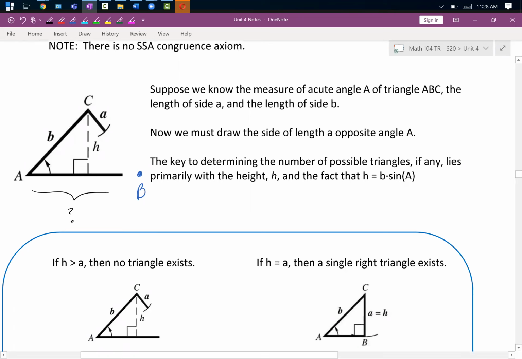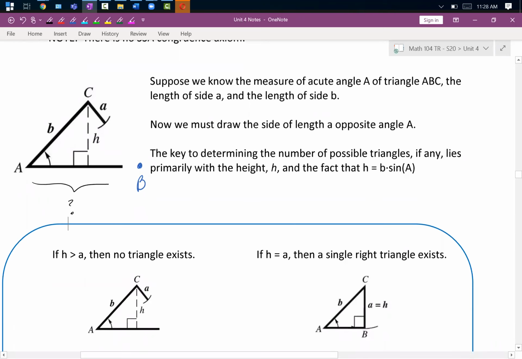I feel like there's a whole lot of hoopla here, and then I'm going to tell you how to make your life a whole lot easier. Yes, we are using all these rules, but I'm not going to go through all these steps every single time I do one of these problems. The key to determining the number of possible triangles, if any, lies primarily with the height of the triangle and the fact that the height is equal to B times sine of A.